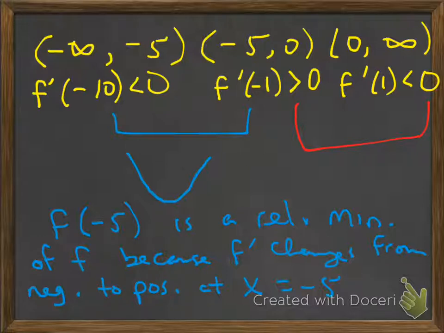Don't. There is no relative maximum for f on its domain, because f prime does not change from positive to negative at any value within the domain of the function. So it does change from positive to negative at 0, but 0 is not in the domain of the function, so there cannot be a relative maximum occurring at x equals 0. So the only relative extrema that we have for this function is f of negative 5, whatever value that is, and that would be the answer to the question.